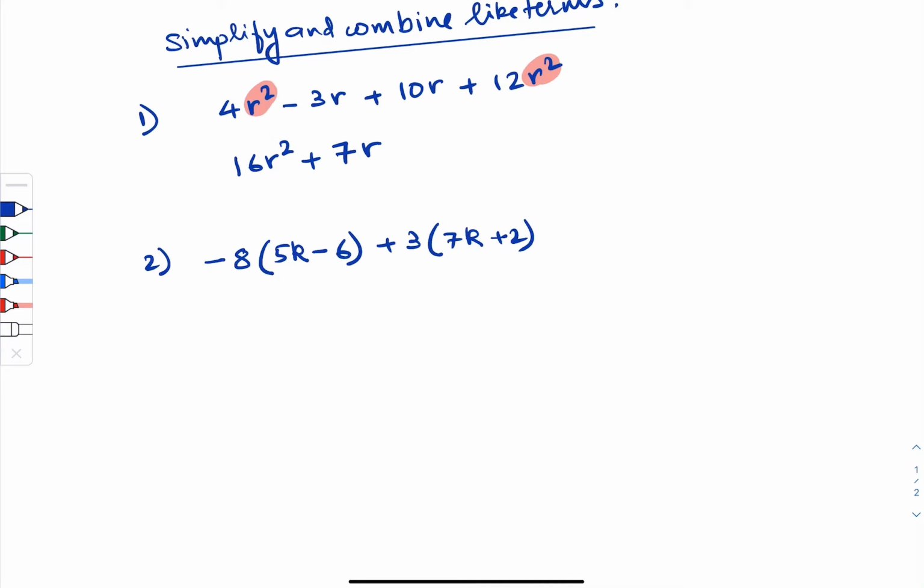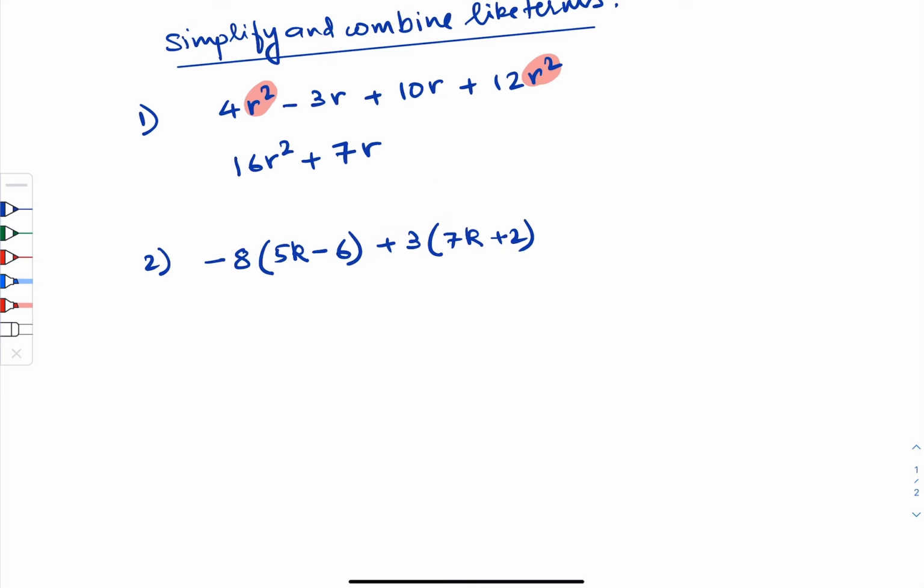Okay, so before I can even start to combine things, I have to distribute, meaning I have to pull these terms out of parentheses. But I can only pull these two out of parentheses by distributing the negative 8 with the 5k and the negative 6. And I have to do the same thing with the positive 3 and the 7k and the positive 2.